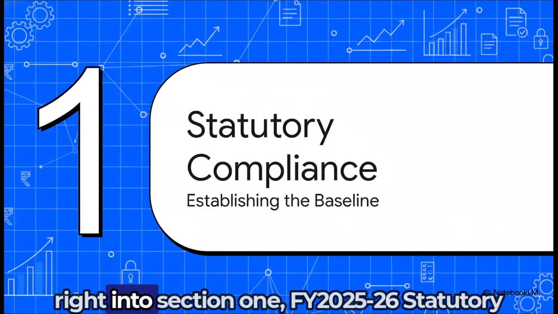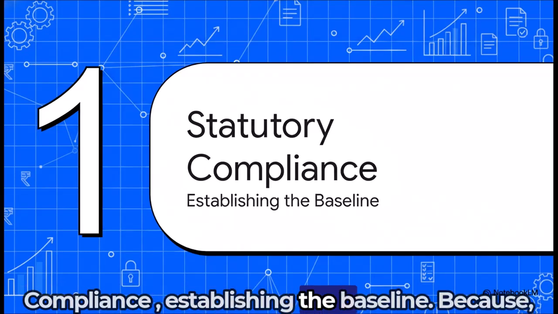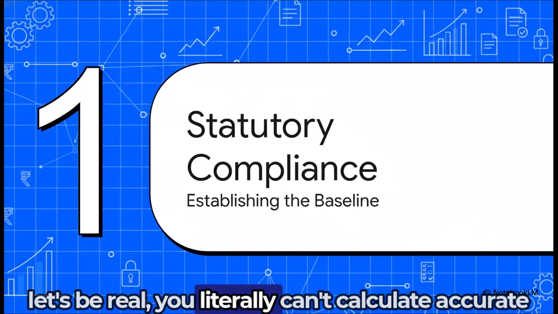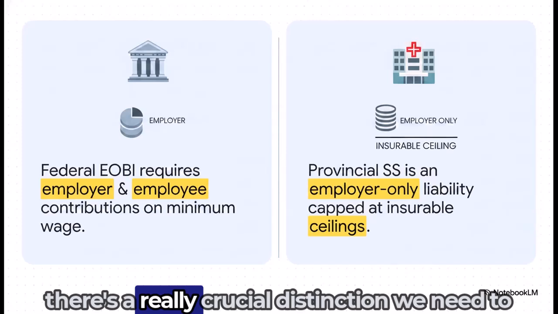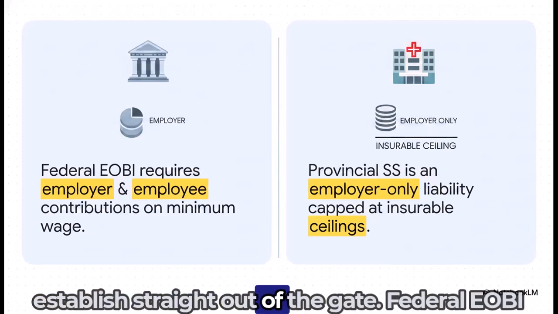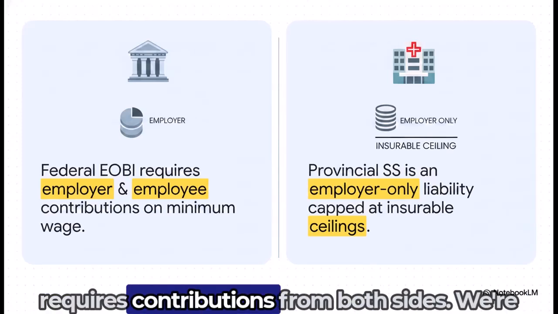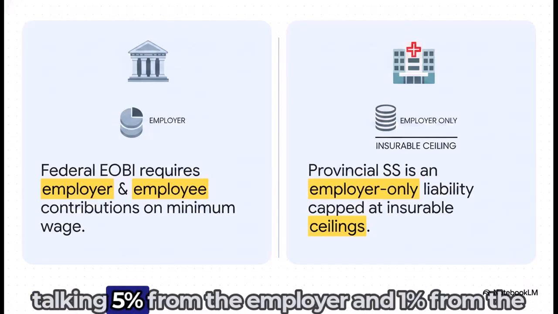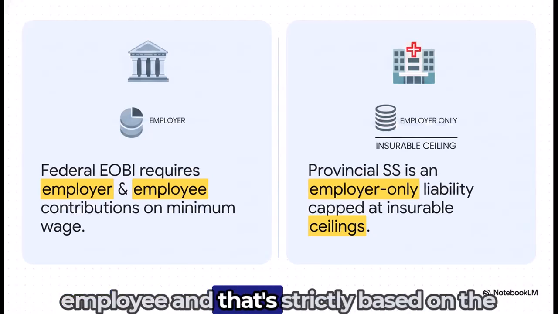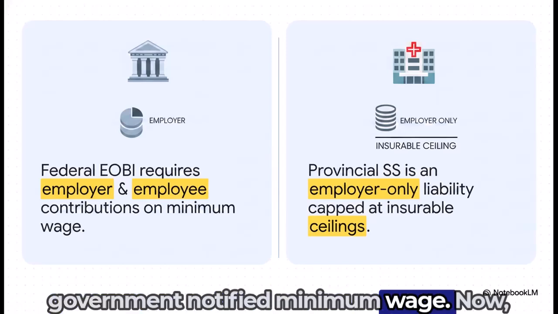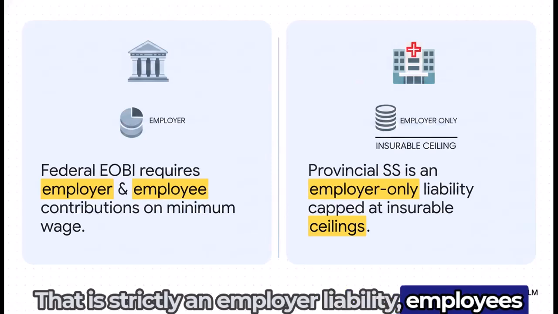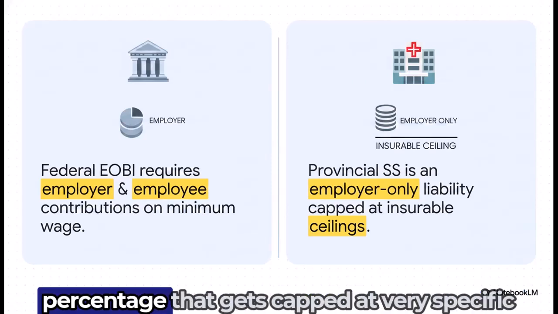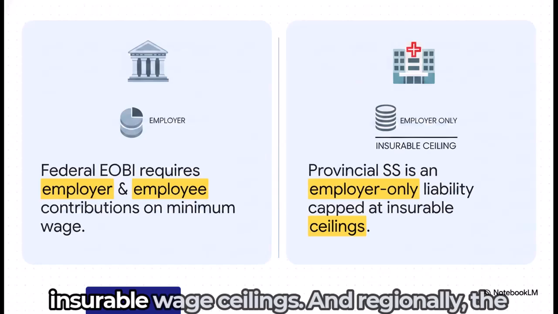All right, let's jump right into Section 1, FY 2025-26 Statutory Compliance, establishing the baseline. Because let's be real, you literally can't calculate accurate liabilities if your foundational data is outdated. So there's a really crucial distinction we need to establish straight out of the gate. Federal EOBI requires contributions from both sides. We're talking 5% from the employer and 1% from the employee, and that's strictly based on the government notified minimum wage. Now, provincial Social Security, totally different beast. That is strictly an employer liability, employees don't pay a dime for it, and it operates on a set percentage that gets capped at very specific insurable wage ceilings.